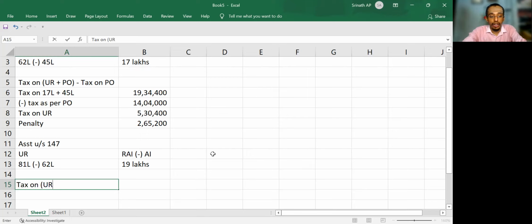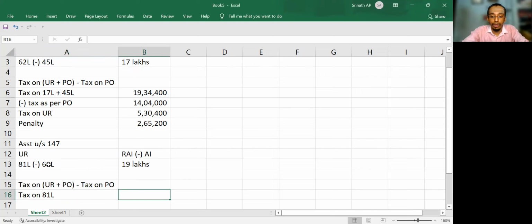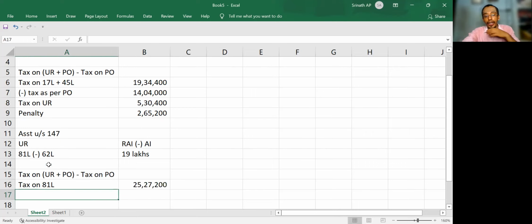Tax on underreporting of income, in the same manner, plus previous order minus tax on previous order. Underreporting of income is 19 lakhs, previous order income is 62 lakhs. So tax on 81 lakhs should be found out. It will be 81 lakhs multiplied by 30 percent multiplied by 1.04. That is cess. So we will have 25 lakh 27,200.